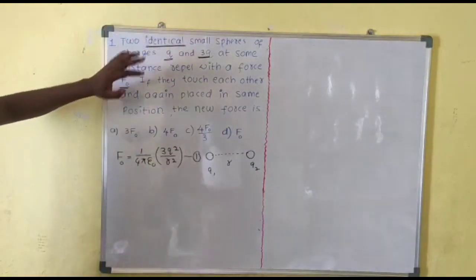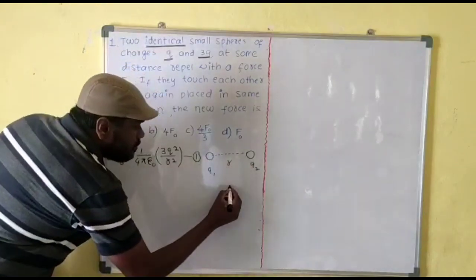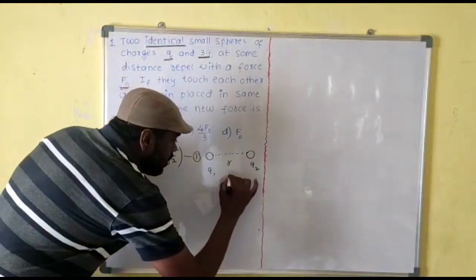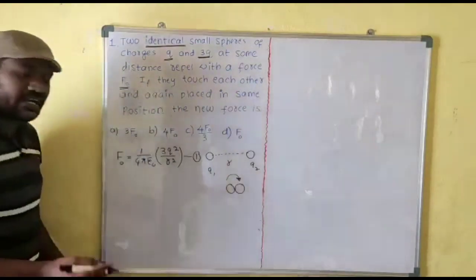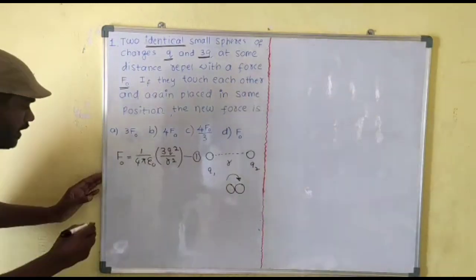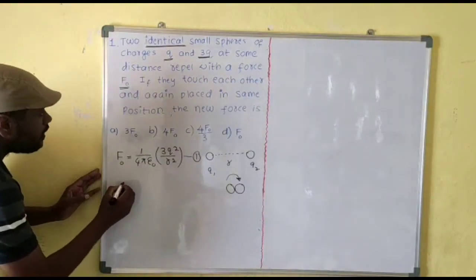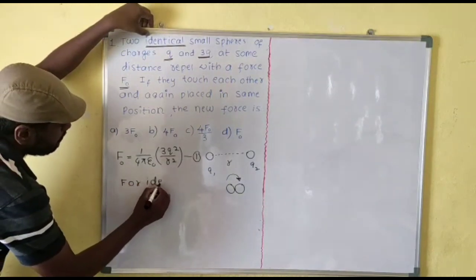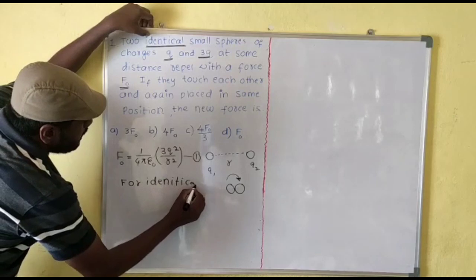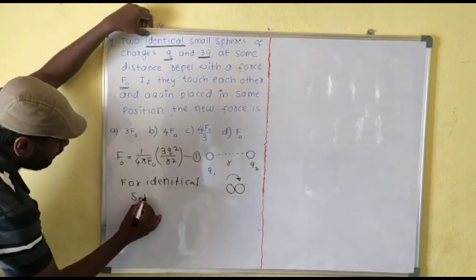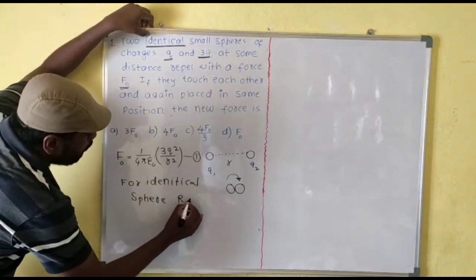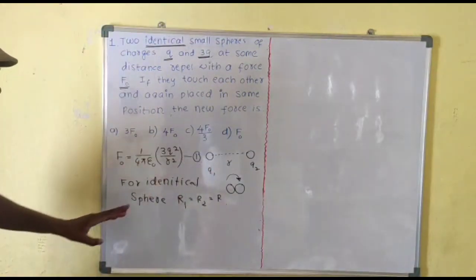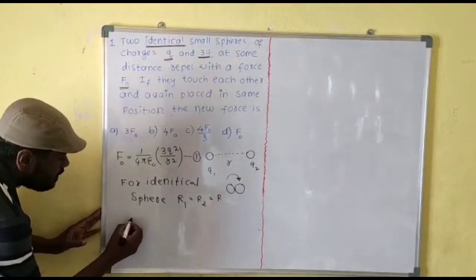Next, after touching each other, means what? Both spheres are touching like that, and we know that charge will be shared from the first sphere to the second sphere, or the second sphere to the first sphere. What are the new charges? One more point for identical spheres: R1 is equal to R2 is equal to R. Means both have the same radius. When both have the same radius, what is the new charge?